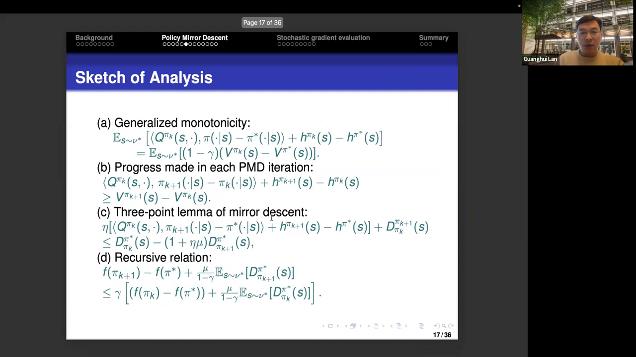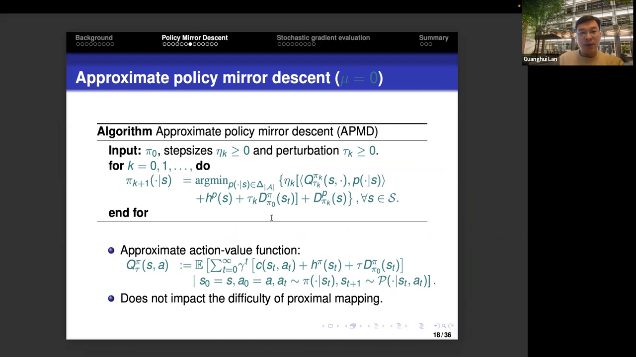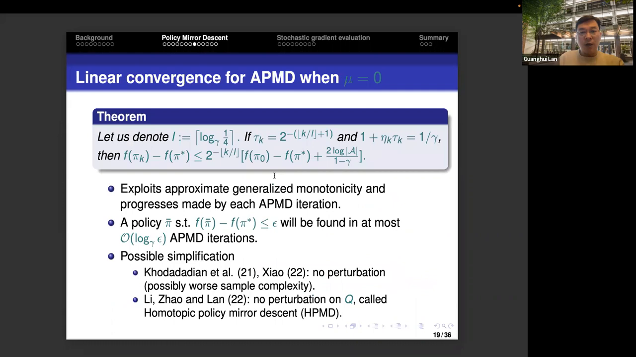So a simple idea is, if you don't have strong regularization, then you add a perturbation to it, and the perturbation goes to zero. This is the idea of approximate policy mirror descent, APMD. Using this idea, we will show that for a general MDP or IL problem, this algorithm also converges linearly with a similar convergence rate.